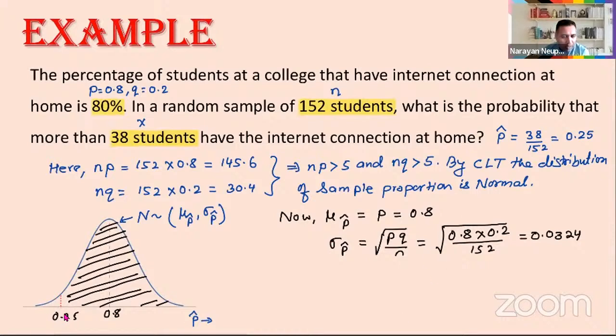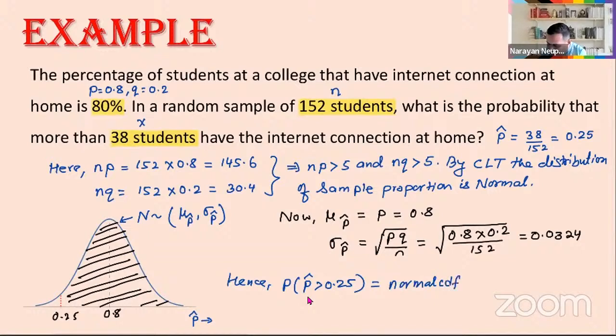Okay, so you can see that this 0.25 is on the left. It's far on the left. From here, we have to go all the way up to positive infinity. That is the probability. So let's see. Hence, the probability that the proportion is greater than 0.25 is equal to... to find the probability or area, we use normal CDF.